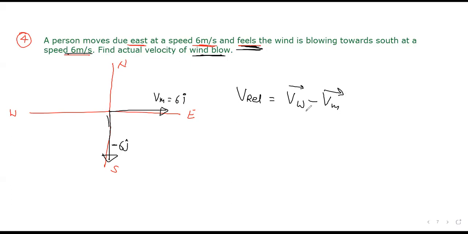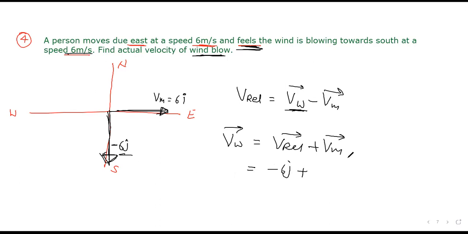Okay, so let's check. We want to calculate the velocity of the wind. If you are confused about anything here, you can see it from these two vectors. This is one vector in this direction, and one vector is downward. These are two vectors with directions given, and you want to add them. So the wind vector will be V relative plus V main. Relative is given as minus 6j, and the velocity of the man is given as 6i. That is the net velocity of the wind.